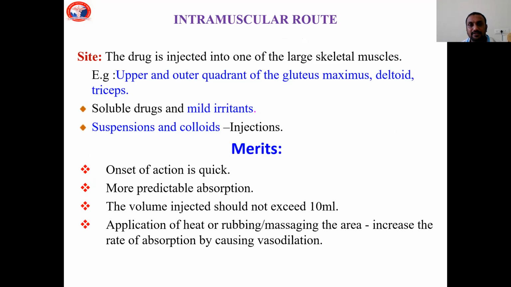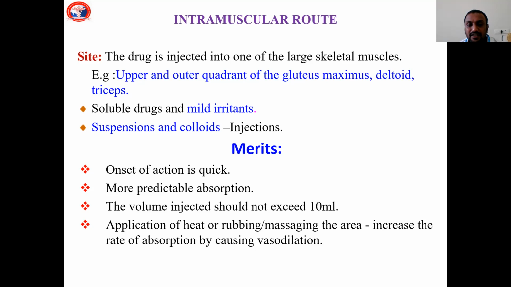Coming to the intramuscular route, the drug is injected into one of the larger skeletal muscles. Examples: the upper and outer quadrant of the gluteus maximus, and the deltoid or triceps. The drugs injected by the intramuscular route should be soluble drugs, and mild irritants can be given by this route. Suspensions and colloid injections can also be given intramuscularly.